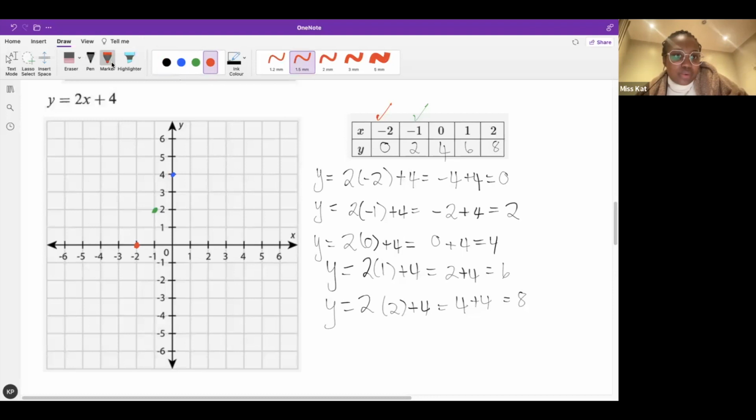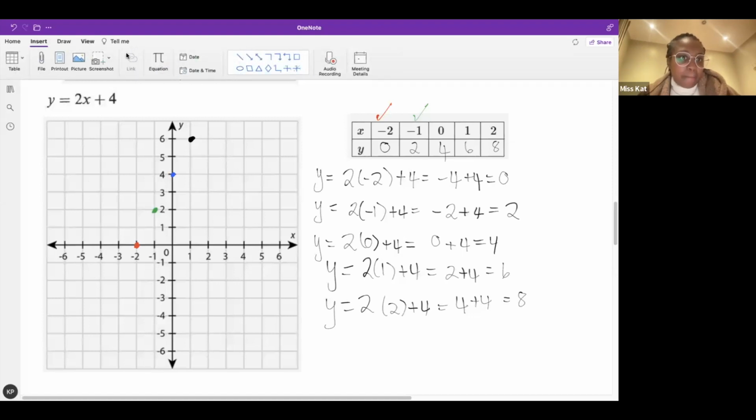Now let's plot our points. Okay, we have 1 and 6. 2 and 8 is off the graph. And then we draw a line.